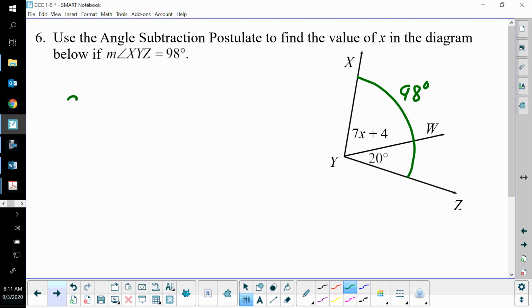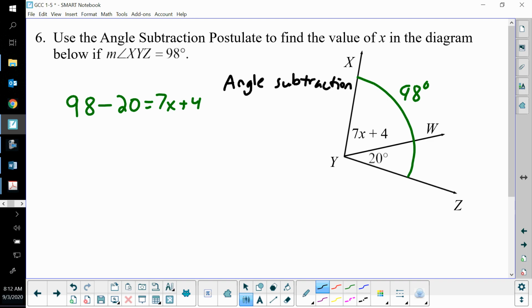So let's take our big one minus one of the small ones. Well, the easier one to subtract is going to be the 20. That equals 7x plus 4. If you decided to subtract the 7x plus 4, you'd have to make sure to put it in parentheses and distribute. Now, our geometry step that we have to tell is we use the angle subtraction postulate.